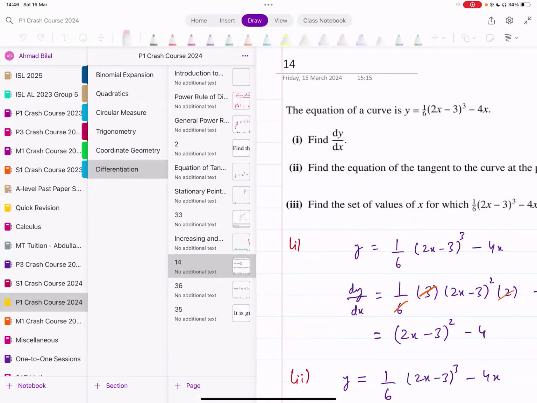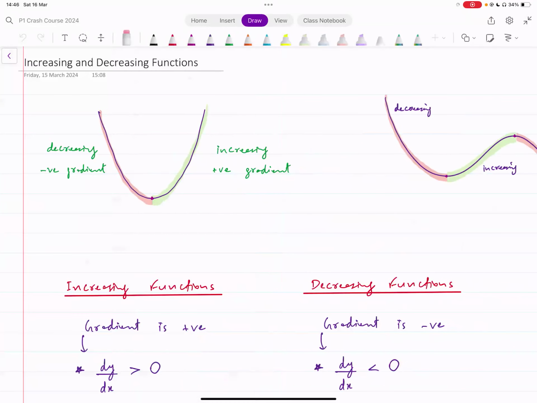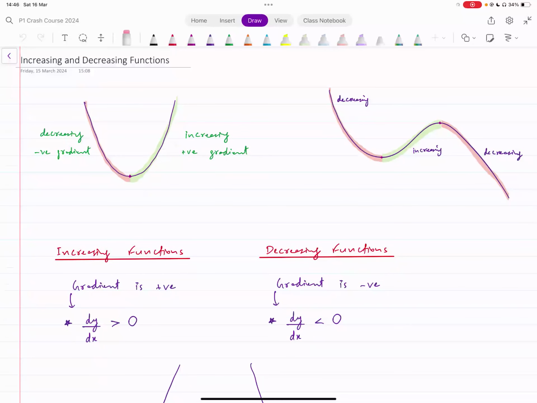Yeah. Okay, so in the last session, we learned about increasing and decreasing functions. What are increasing functions? Increasing functions are functions that have a positive gradient, and decreasing functions are functions that have a negative gradient. And since for functions we find gradients using the derivative, we can say whenever we have an increasing function, the derivative is supposed to be greater than 0. When we have a decreasing function, the derivative is supposed to be less than 0.